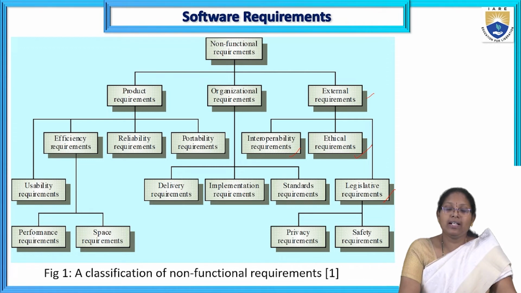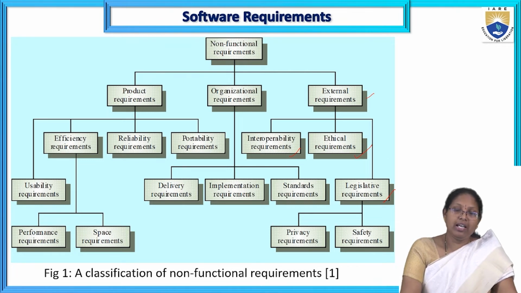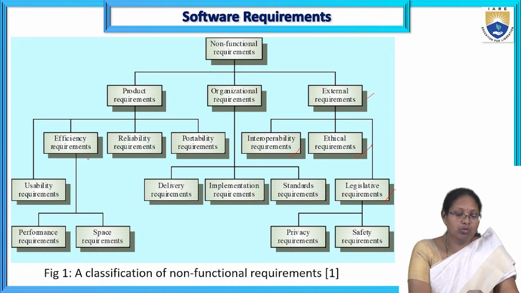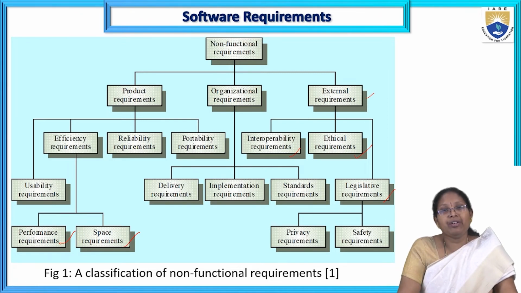These are also under the external requirements. In the efficiency requirements, there are performance requirements as well as space requirements. Performance is how well the product has to perform. The functionality, the functional time, the operating time, all those things also come under performance requirements. So these are the classification of non-functional requirements.